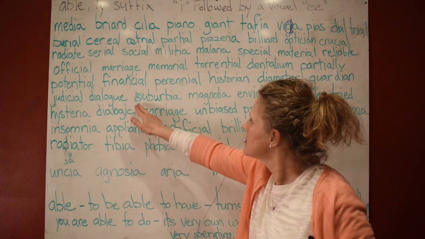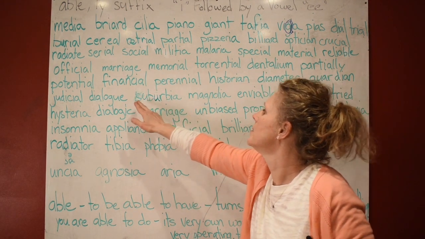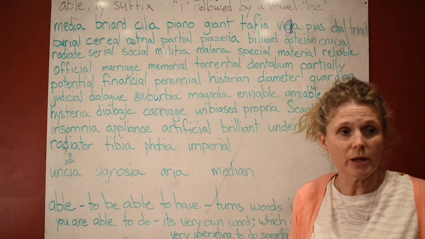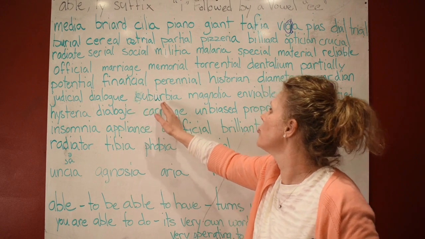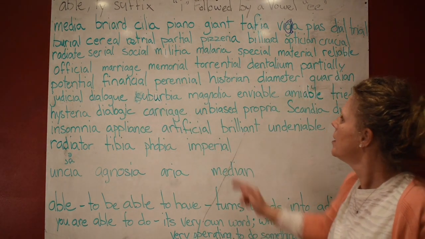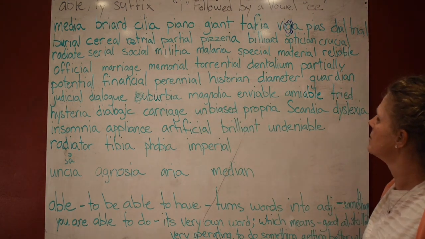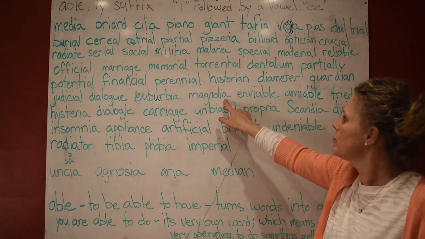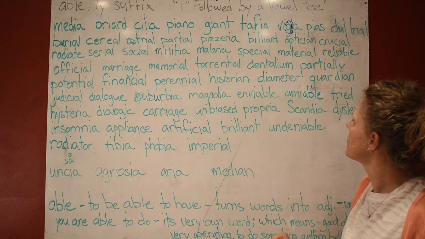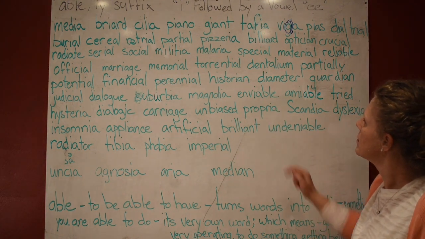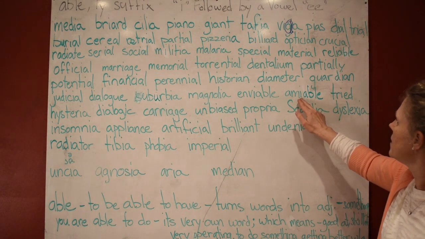Do you see that? Suburbia. Suburbia. I don't know what I was thinking. Yeah, I do know what you were thinking. It's similar to Serbia. This is suburbia. Magnolia. This one kind of blends together, but when you break it apart, it is definitely E-A. Enviable, E-A. Amiable, E-A.